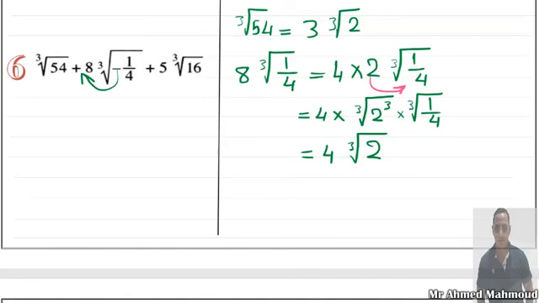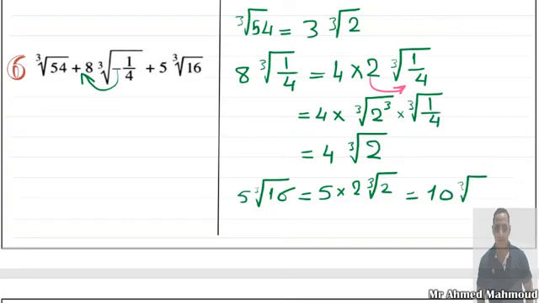Finally, 5 cubic root 16. Cubic root 16, as we explained before, equals 2 cubic root 2. Then it will be 5 times 2 cubic root 2. 5 times 2 equals 10 cubic root 2.